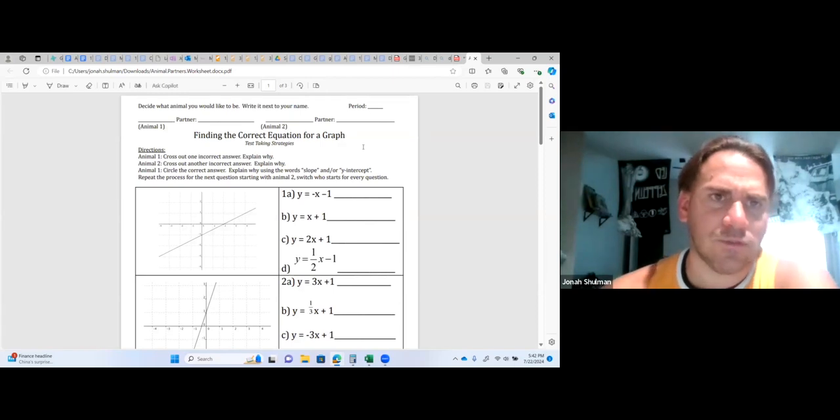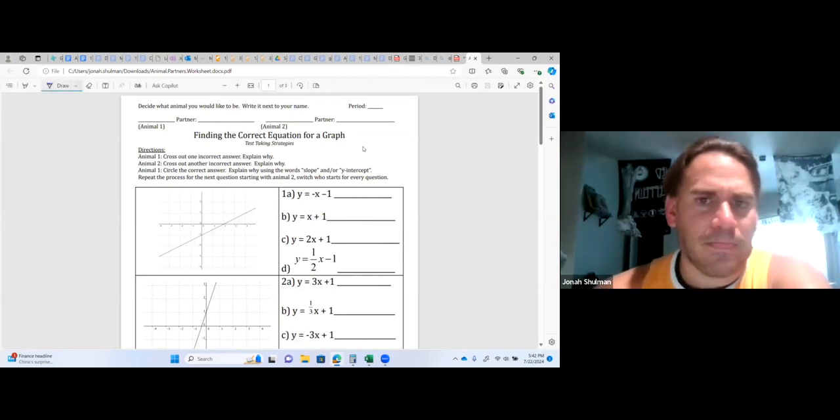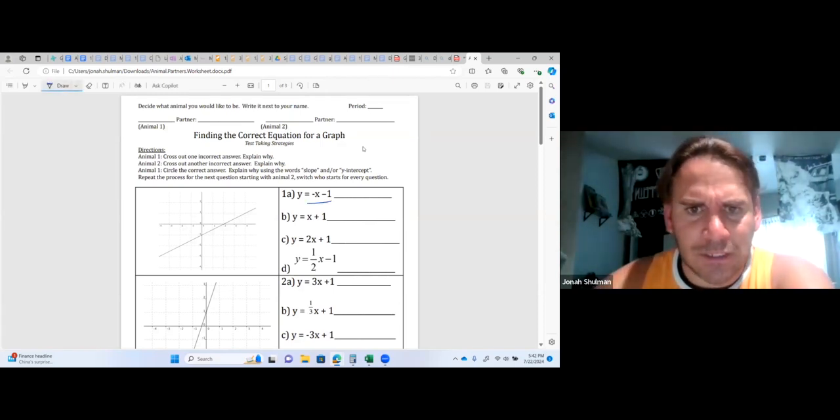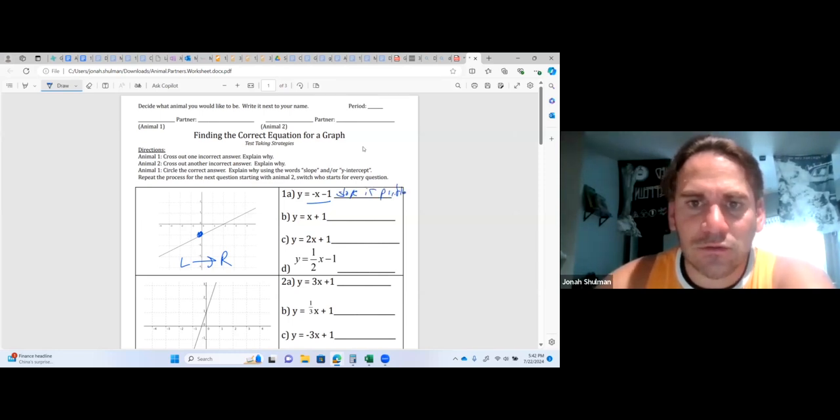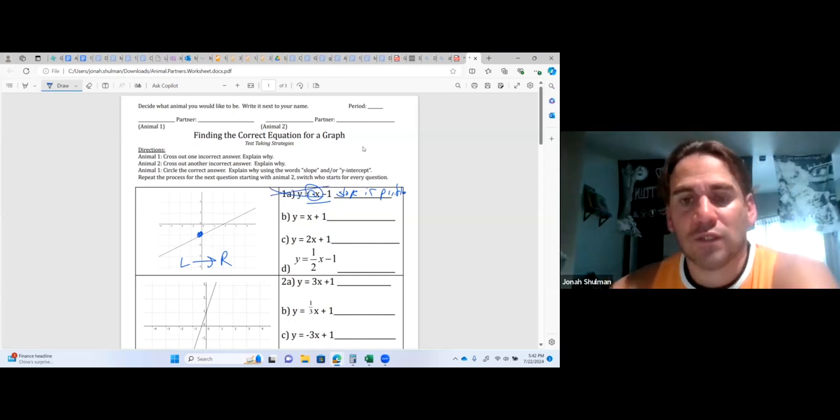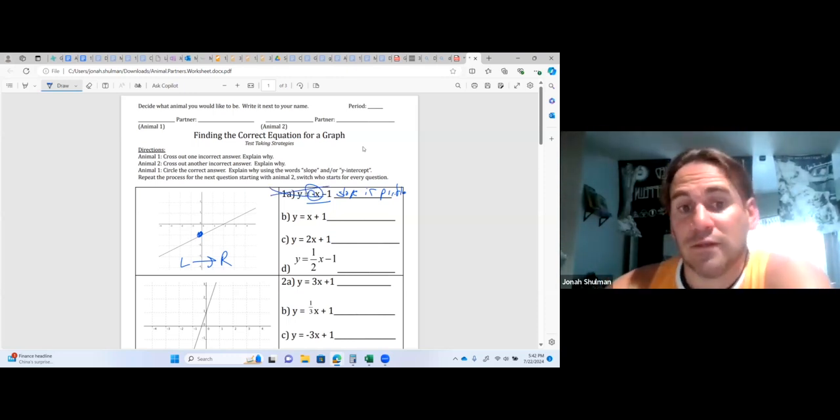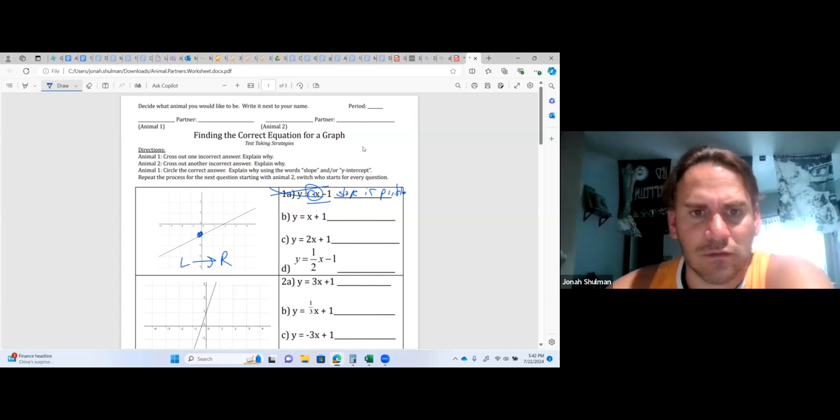So this one is negative x minus 1. Well, it hits at the minus 1, but the slope is positive. We read it left to right like a book, so this one is wrong. So you can say slope is positive, and here you can see the slope is negative. So you're supposed to just cross out whatever ones don't work. Then at the end, we rise up 1, we run over 2. So it's 1/2. So it's this one.